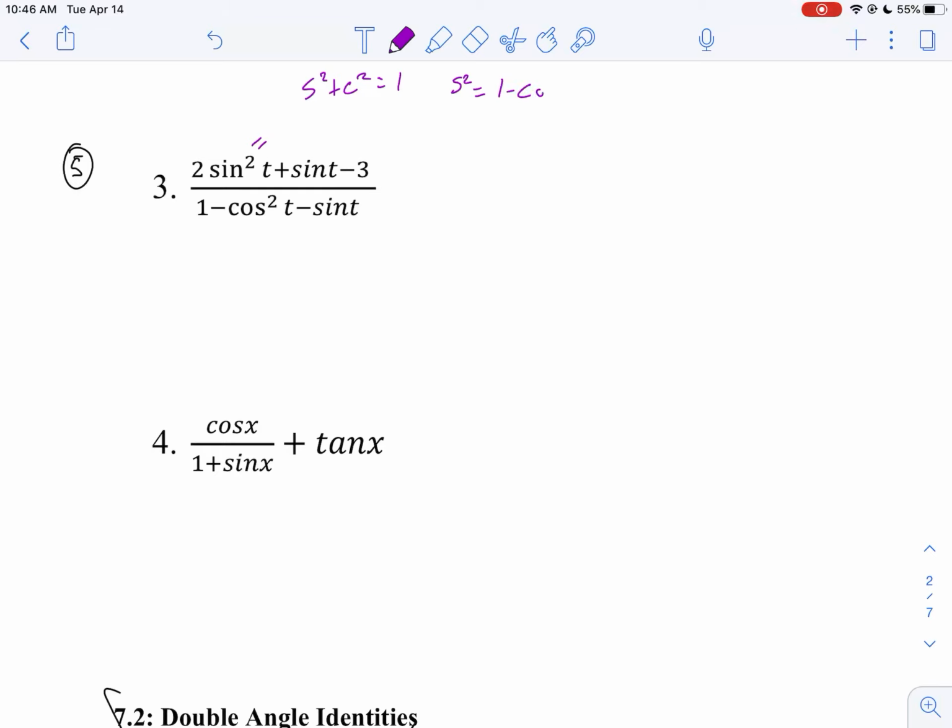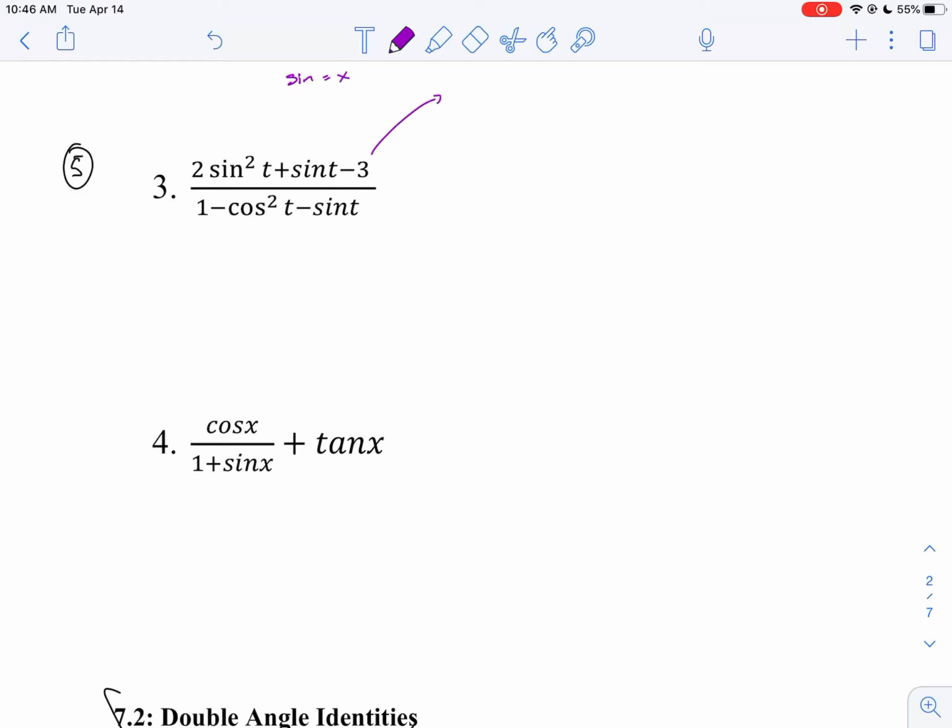I could change sine squared. We know that sine squared plus cosine squared equals 1, so sine squared equals 1 minus cosine squared. I could do that here. And I do see a 1 minus cosine squared here, but since I have a plain sine here, I'm actually not going to do that yet. Maybe that will come into play later.